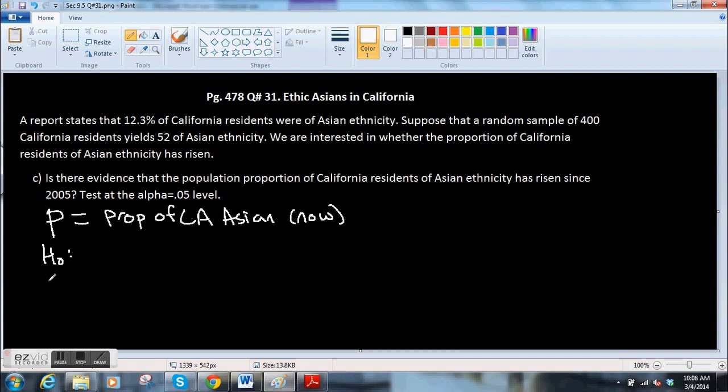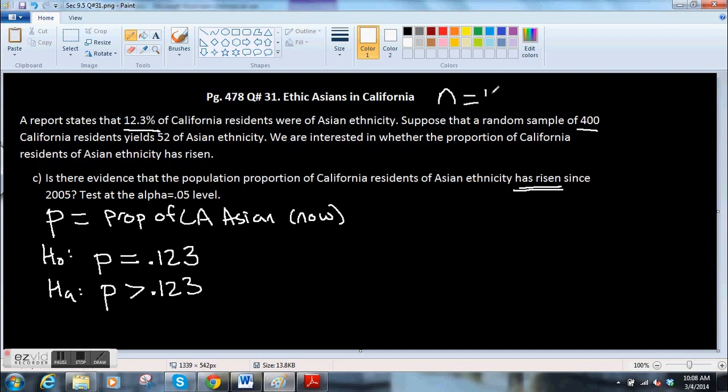So you want to write the null and alternative hypothesis. To get full credit on a test, you need these null and alternative hypotheses. We want to test if it has risen, so this is p greater than the previous one, which was 0.123. So 12.3% is 0.123. And the null hypothesis is always equal to 0.123. Okay, making little notes here. A random sample of 400, n equals 400, yields 52 of Asian ethnicity. If you're using your calculator, the calculator considers the count, x, to be 52. That's how many successes you had, how many Asian Californians out of 400. The sample proportion is 52 out of 400, which is equal to 0.13, I believe.